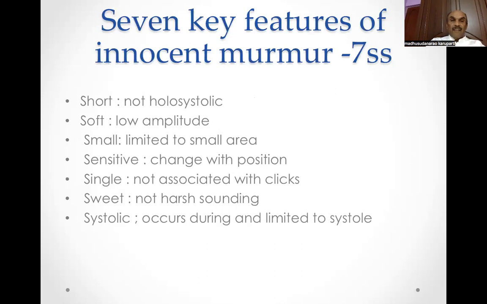There are 7 S's to define innocent murmur. These are the key features of innocent murmur. 7 S's, remember. Number 1, short, not holosystolic; soft, low amplitude; small, limited to a small area; sensitive, changes with position; single, not associated with clicks; sweet, not harsh sounding; systolic, occurs during and limited to systole.